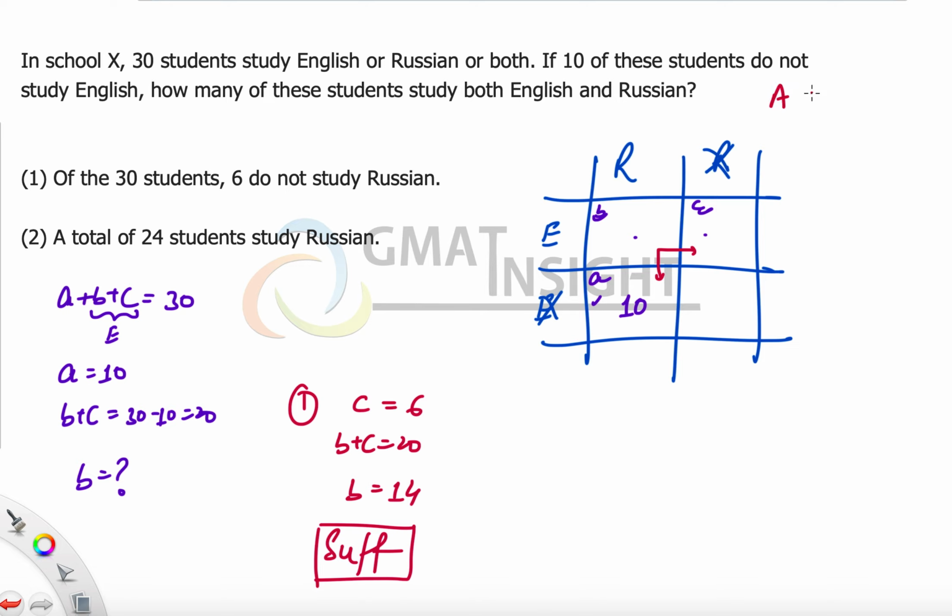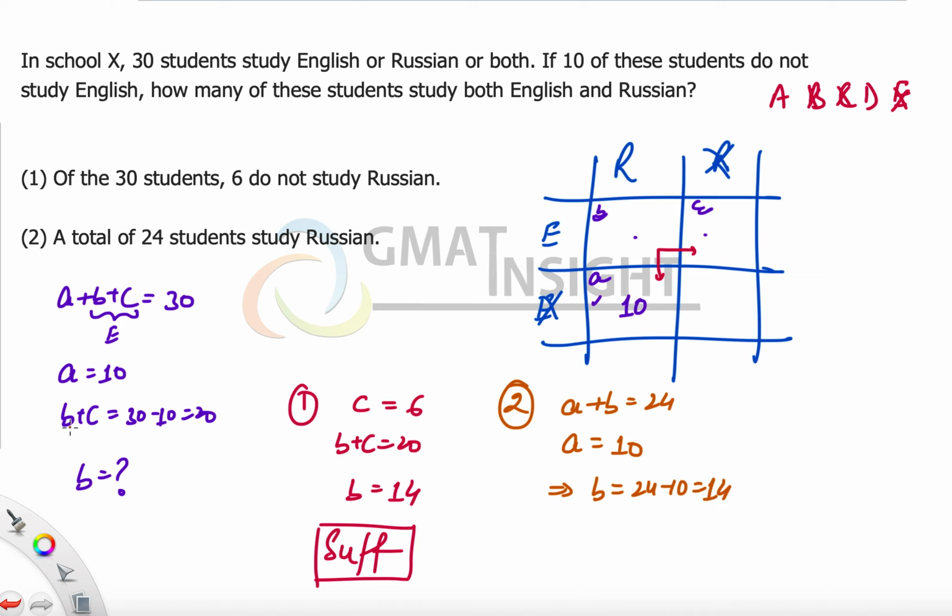So out of the 5 choices that we have, A, B, C, D, E, we are left with only 2 choices, which are A and B, because either first alone will be sufficient or each alone will be sufficient. Let's judge the second statement. A total of 24 students study Russian, which means A plus B is equal to 24. And we already know that A is equal to 10. This leaves us with the value of B equals 24 minus 10, that is 14.